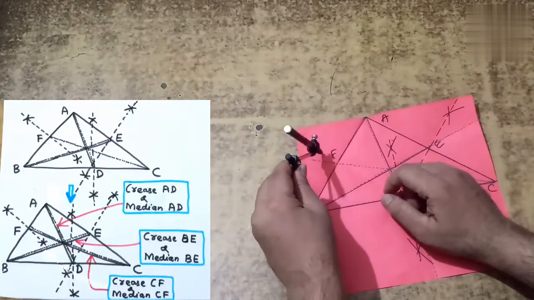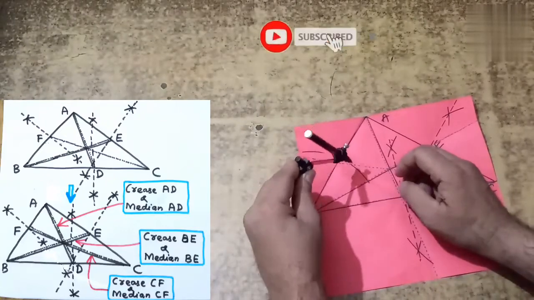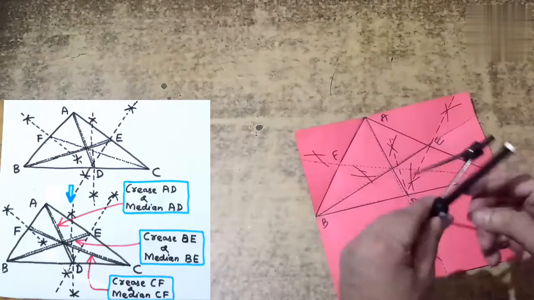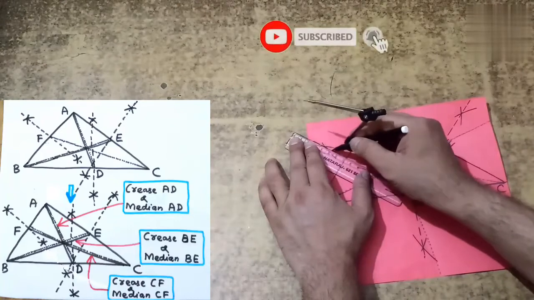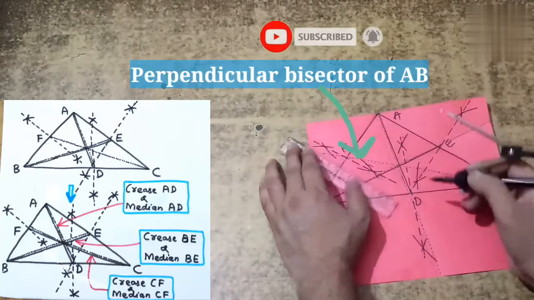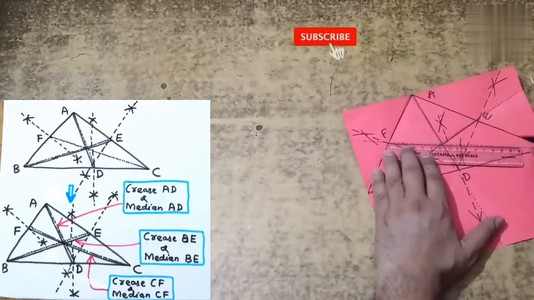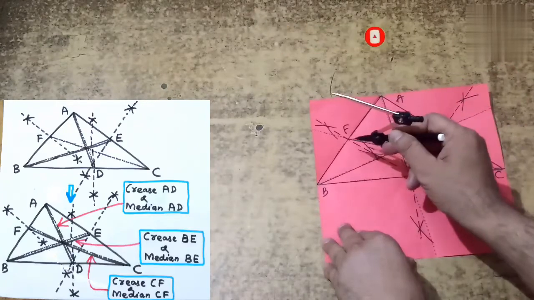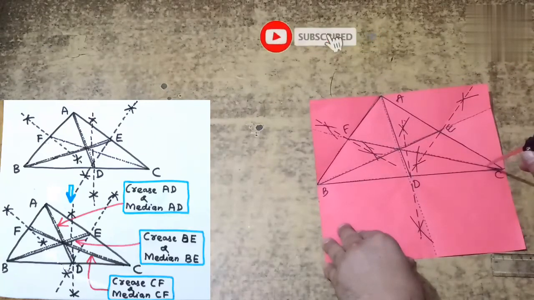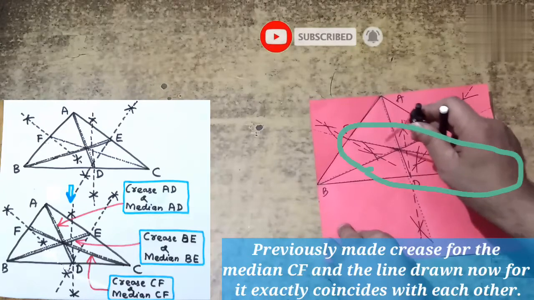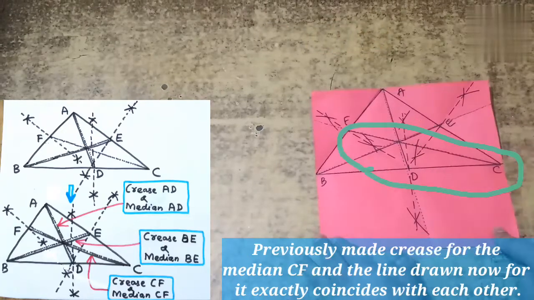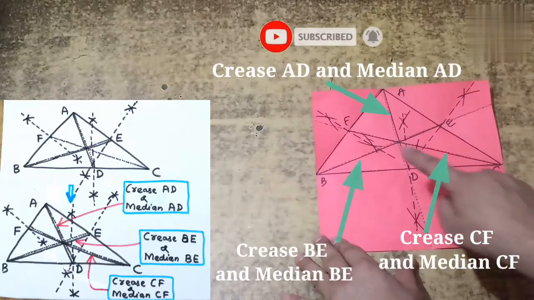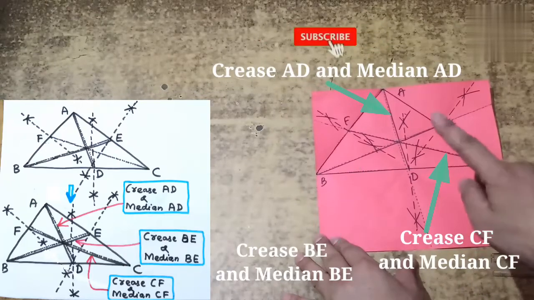Use your compass in a similar way to draw the perpendicular bisector of AB intersecting AB at its midpoint F. Then join the third median CF of this triangle. See that the previously made crease for the median CF exactly coincides with the line drawn now. Thus, it is verified that these three medians of this triangle are correctly made by this paper folding method.